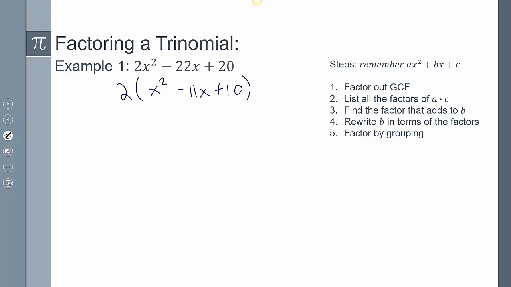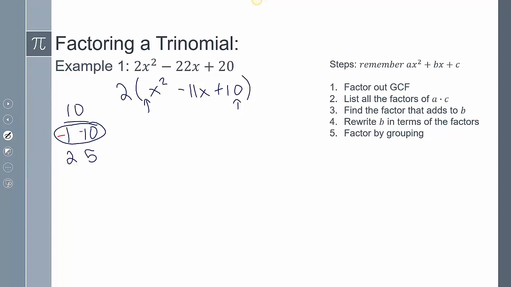Now that the GCF has been factored out, I want to list all the factors of a times c. We said that this is a and this is c, so 1 times 10, I get 10. Then find all the factors that add to b, so 1 times 10, 2 times 5. I'm listing all the factors there, and I know that I need to get to negative 11, so the way I get to negative 11 is negative 1 and negative 10.